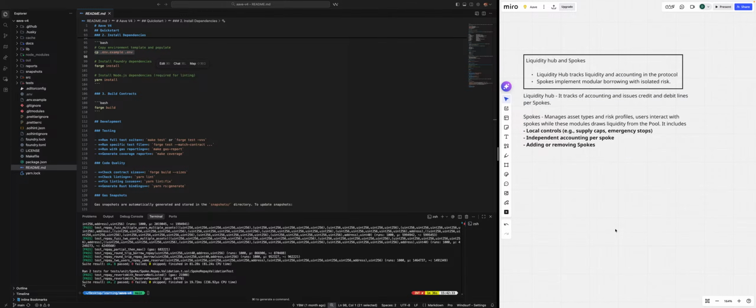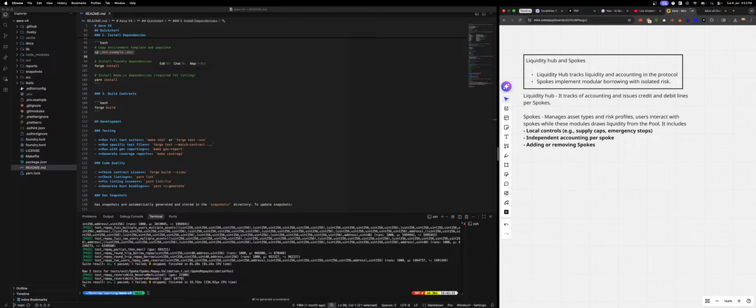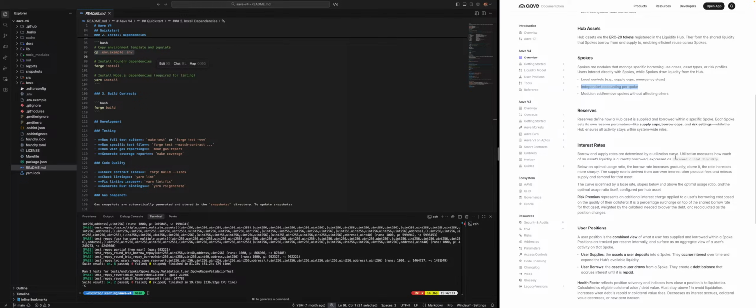Yep. Yeah, fair enough. Reserves is basically the amounts of tokens available within a pool. Here it will be the liquidity hub. Hub assets is how a hub is borrowed within each specific spoke. Each spoke sets its own reserve, like supply caps.